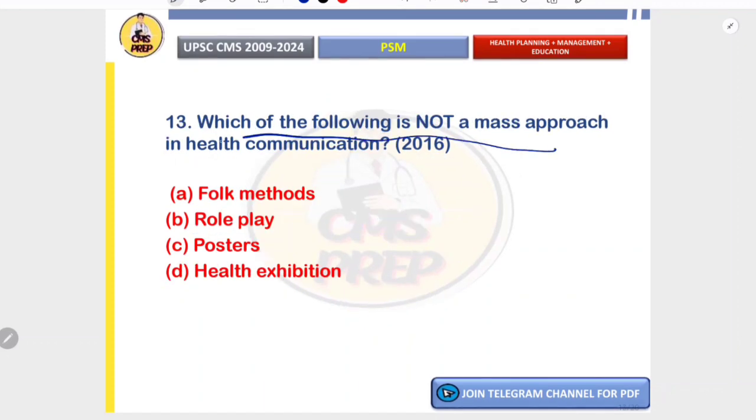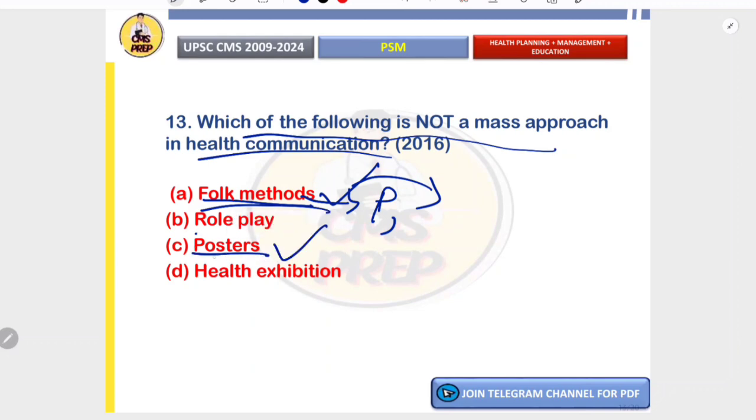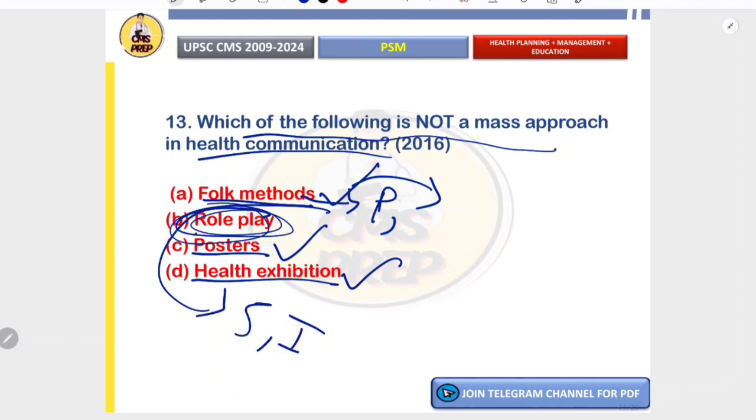Which of the following is not a mass approach in health communication? Folk methods, yes, it is the correct answer. Traditional mass appeal. Poster, passive mass information is being displayed through it. Health exhibition is for public display, but role play is a small group or individual play and not a method of mass approach in health communication. So the correct option is B.